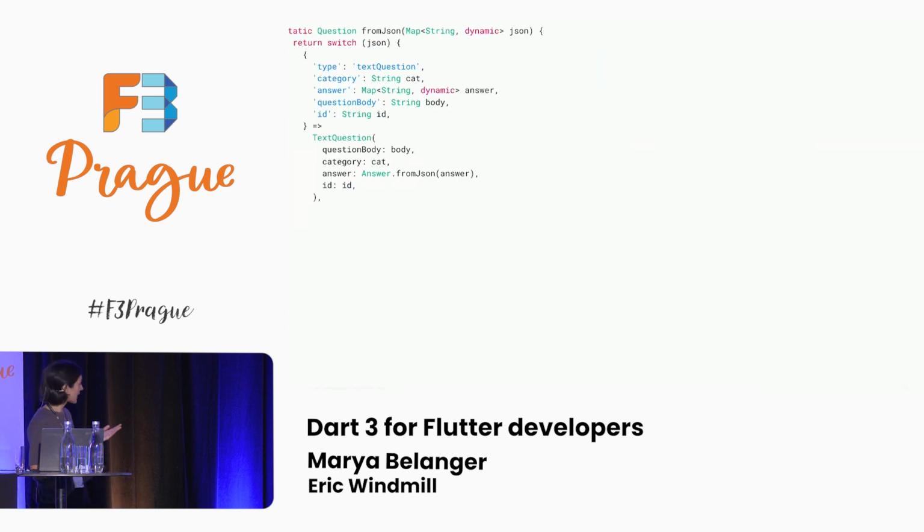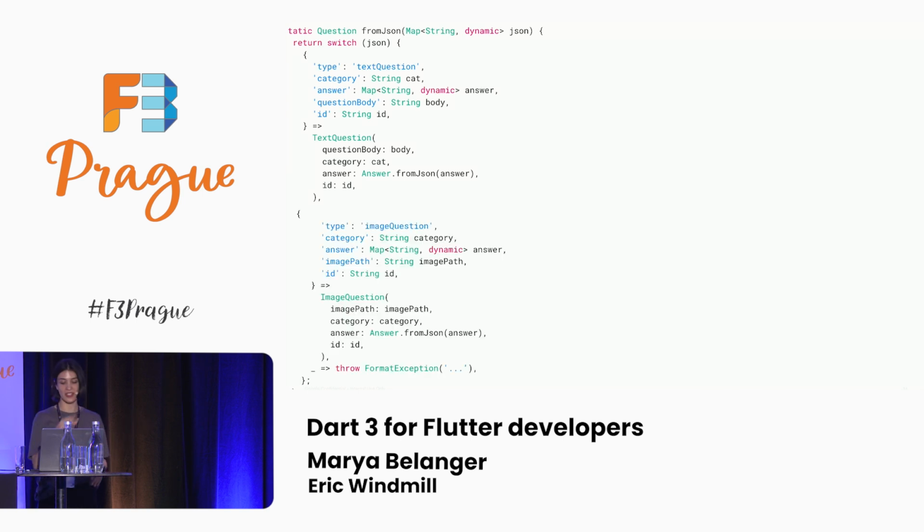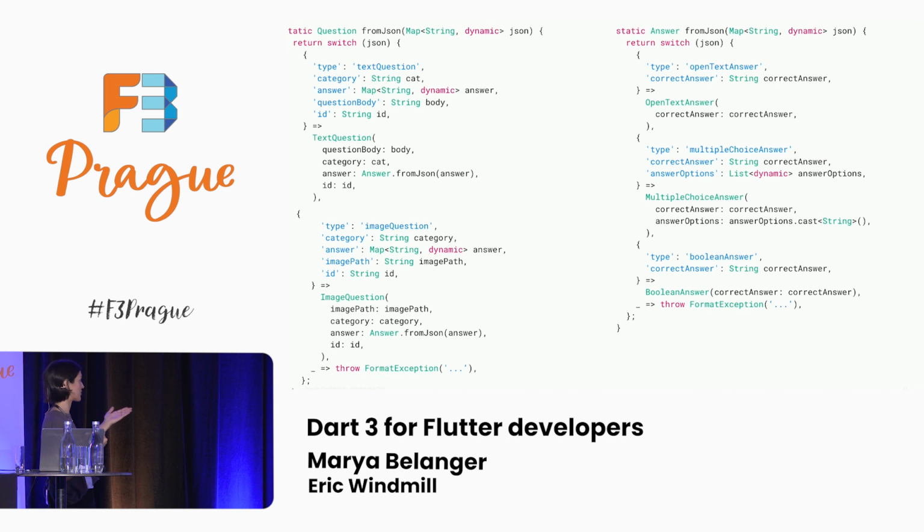So we only showed you one case, but that was for our text question. We did the same thing for image question, and then we did the same thing for the answer data in its own class. So think about that, all those lines of JSON code that I showed you on that first slide. This is replacing all of that. In a single structure, we're able to validate the shape and the contents of this JSON map, extract the data that we need, decode it, and pass it to the object constructors.